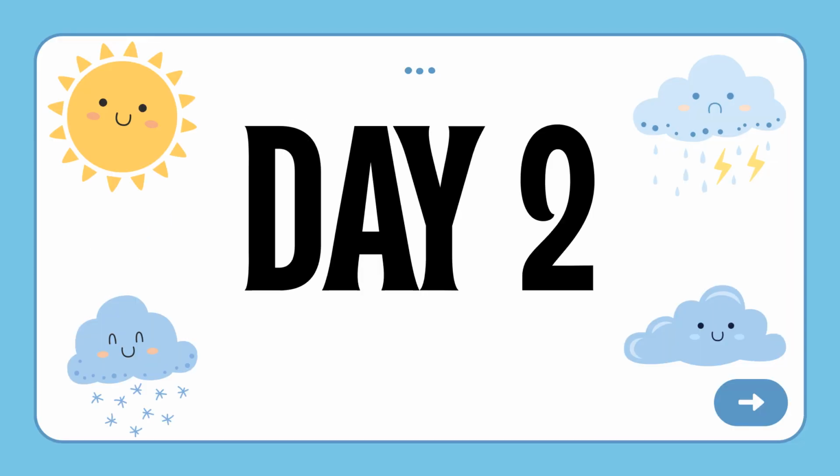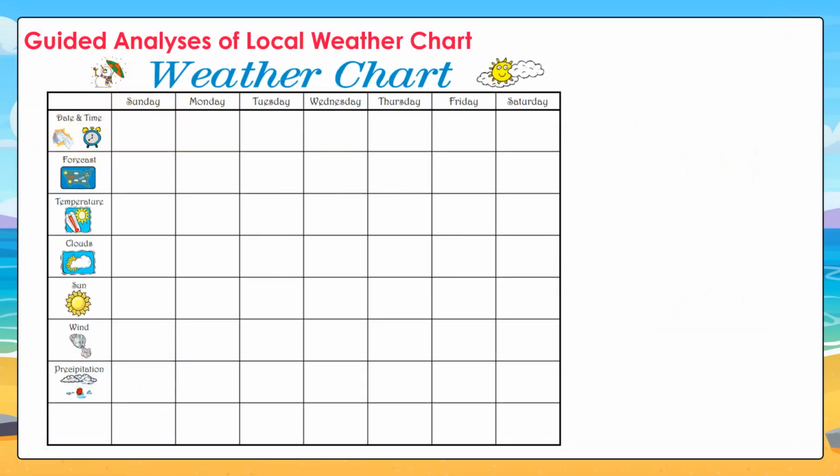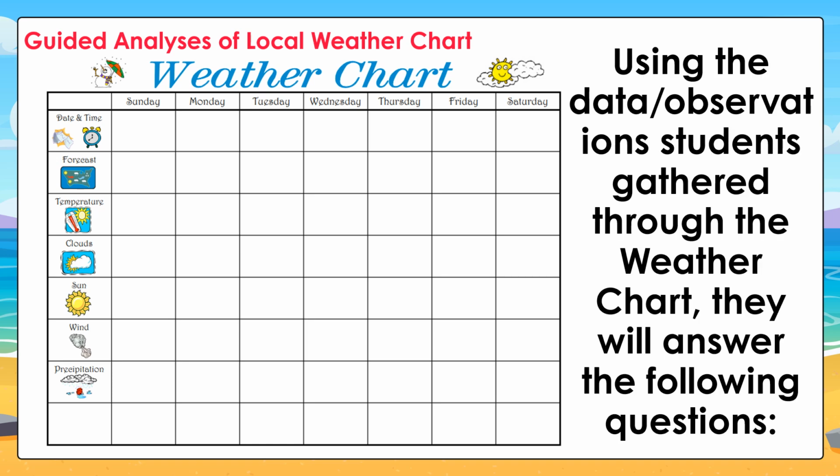Day 2. Guided analysis of local weather chart. Using data or observations students gathered through the weather chart, they will answer the following questions. Here's the weather chart that you will answer. So in the first column, we have date and time, forecast, temperature, clouds, sun, wind, precipitation. We also have the days of the week, Sunday, Monday, Tuesday, Wednesday, Thursday, Friday, and Saturday.